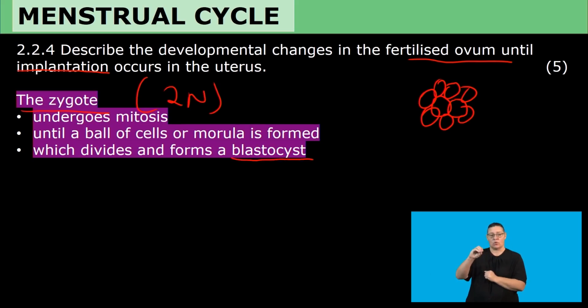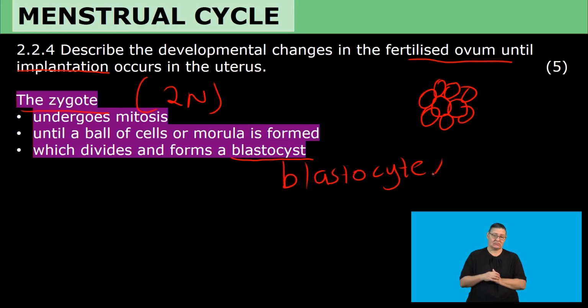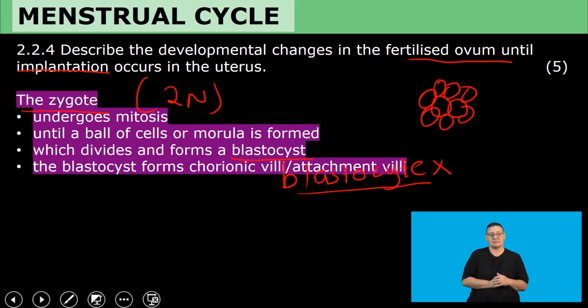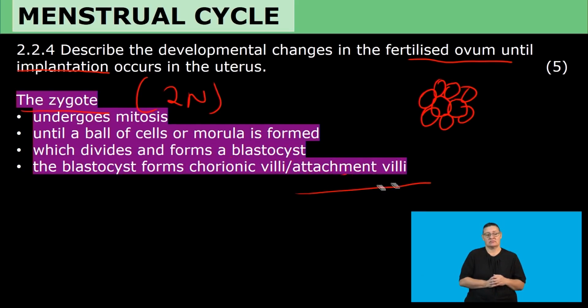Blastocyst. Be careful, you cannot speak about blastocyte. This is incorrect. I can safely put this wrong. Blastocyte is incorrect. Blastocyst, because blastocytes are the cells that are found on the blastocyst. So it will divide to form a blastocyst.